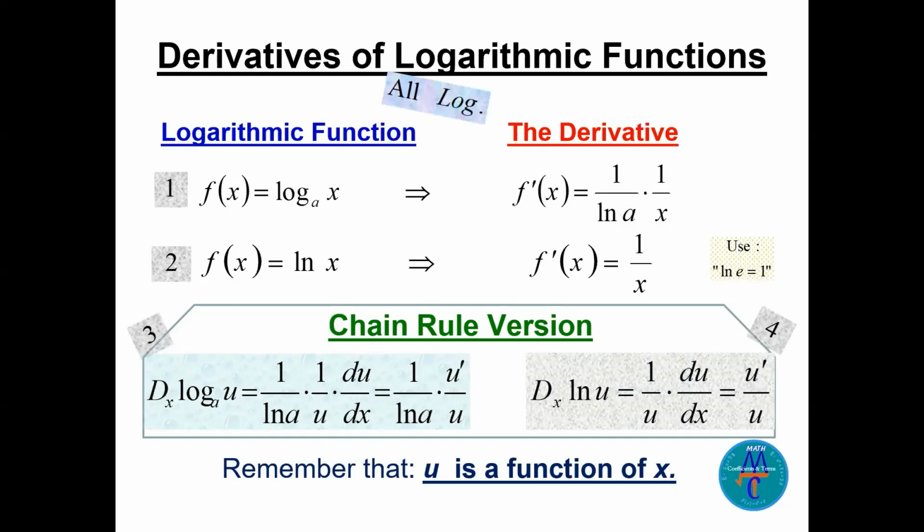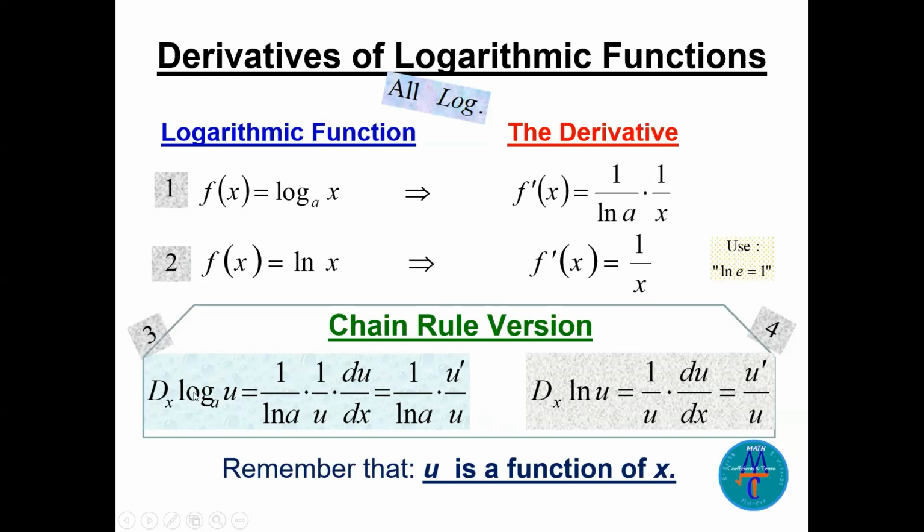Now this is logarithmic functions. If we have a function log base a of x, we need f prime of x. 1 over ln of a, where a is the base here, times 1 over x. And if we have ln of x, the derivative will be 1 over x only, because when you multiply times 1 over ln of e, which is 1, it will be 1 over x.